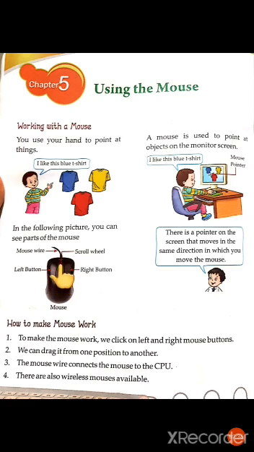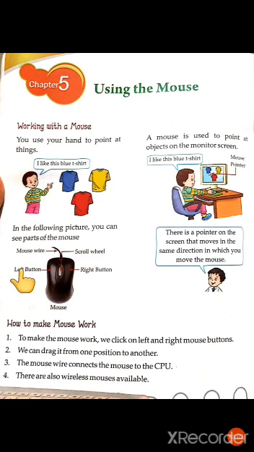Okay, so this is a black color mouse. You can find mouses in many colors. Here is the mouse wire, and this gray color thing is the scroll wheel. Actually this wheel we can scroll.